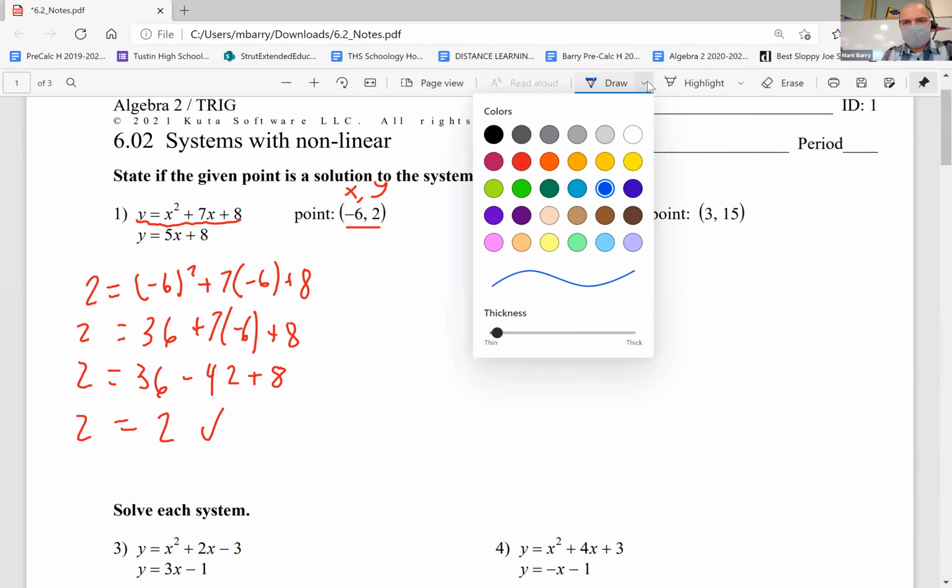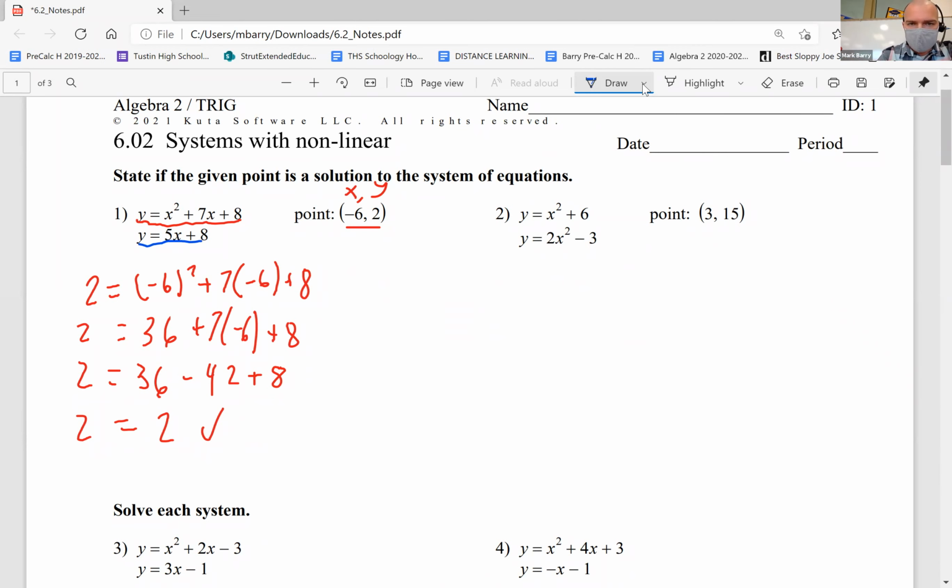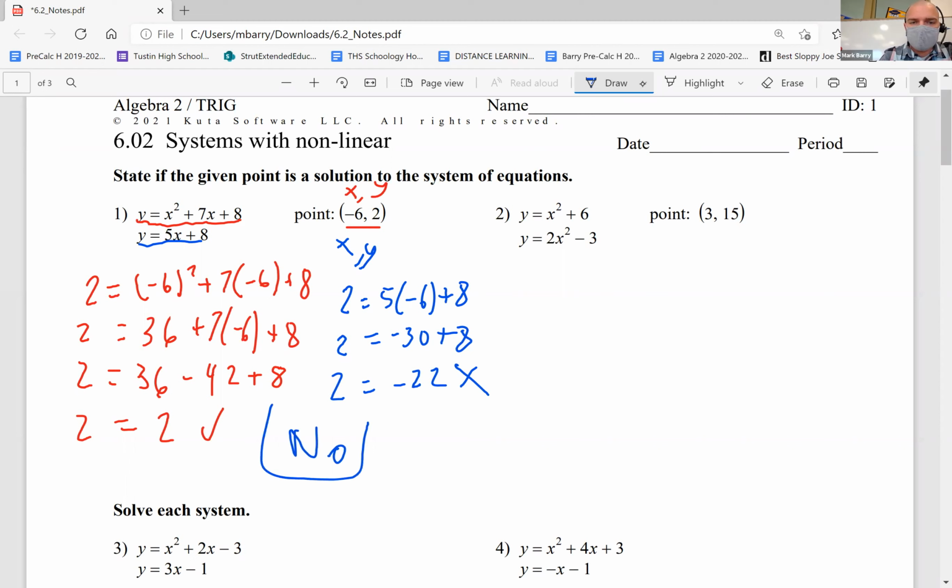All right, but we now have to check it in the other equation, and it has to work for both equations. So now I'm going to plug it into the other equation. I'm still doing the same x comma y here. So it's going to say 2 equals 5 times -6 plus 8. So this one says 2 equals -30 plus 8. And this one says 2 equals -22. So that is not true. And so I'm going to say overall for this problem, the answer is no. Okay, this would be a yes or no question. It has to work for both of the equations in order for it to be true. If it works for one of the equations and not the other, then that is going to be a no. Okay, if it works for neither equation, then that's also a no. So it's gotta work for both equations there.